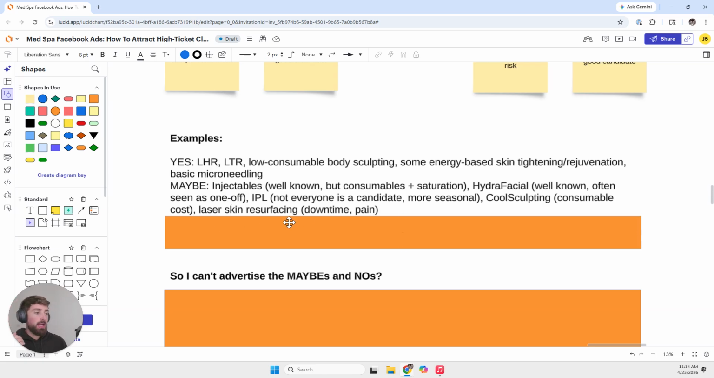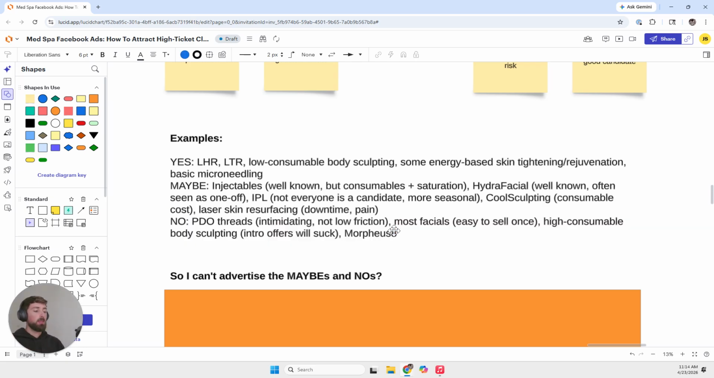And then laser skin resurfacing, kind of similar, but also on top of that, downtime and pain are a little bit more significant with laser skin resurfacing. And so it's harder to, quote unquote, sell on the front end just because people see that there's more risk, or they perceive that there's more risk with something like laser skin resurfacing.